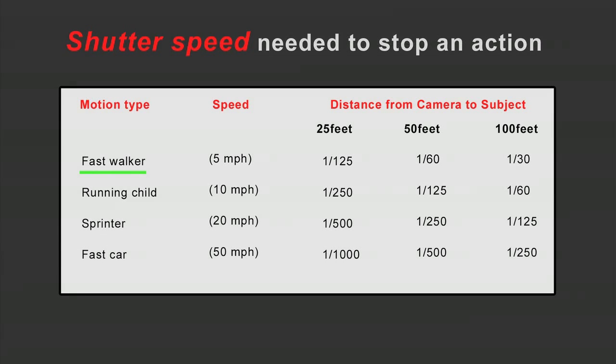If you are taking a picture of a fast-walking person whose speed is about 5 miles per hour, to freeze the action at a distance of 25 feet, you will need a shutter speed of 1/125th of a second. At a distance of 100 feet, a shutter speed of 1/30th of a second will do the job. Of course, in real life, in most cases, you're not going to measure the distance or the speed of the moving subject, but I hope this table will give you a general idea.